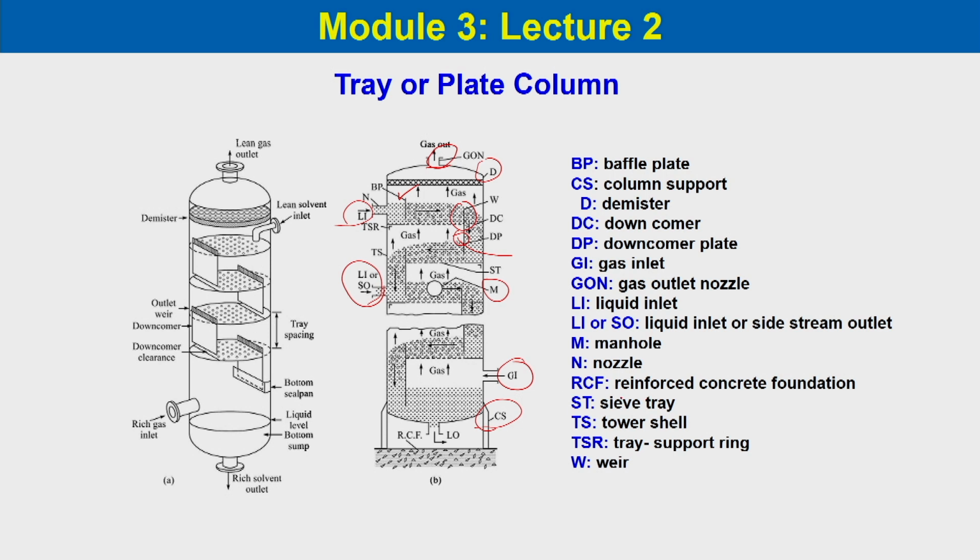then we have reinforced concrete foundation, then sieve tray. So, each tray has a perforation, and you can see the tray which is sieve like, you have learned in your mechanical operation course. There are different kinds of sieves used. So, it is called sieve tray. Then tower shell TS, and then TS are tray support ring, and then weir. So, weir actually which is maintained a particular liquid height in a particular tray.